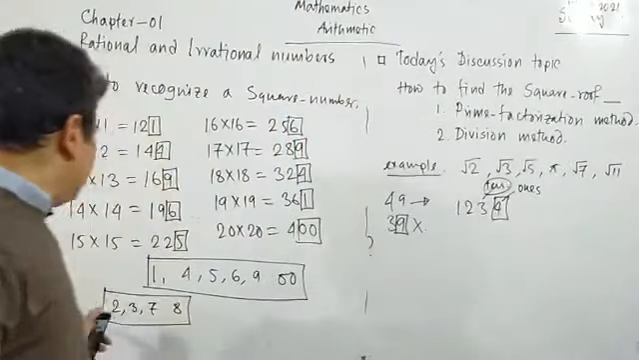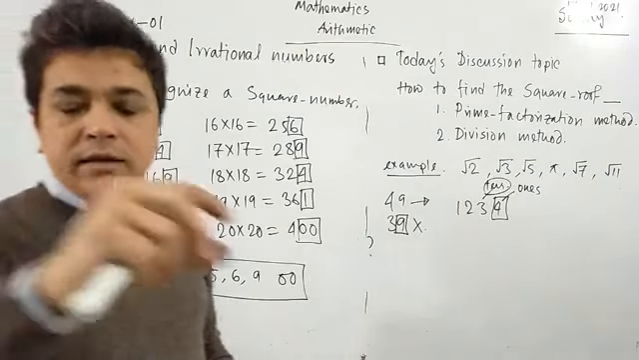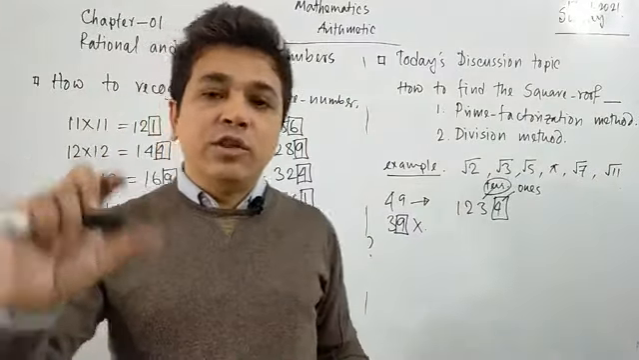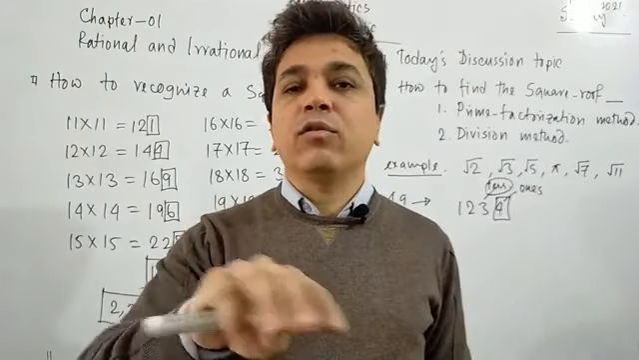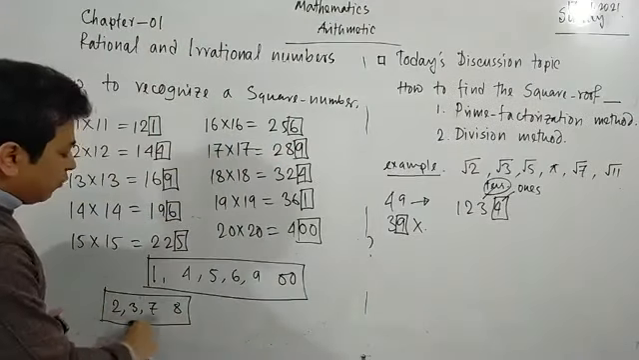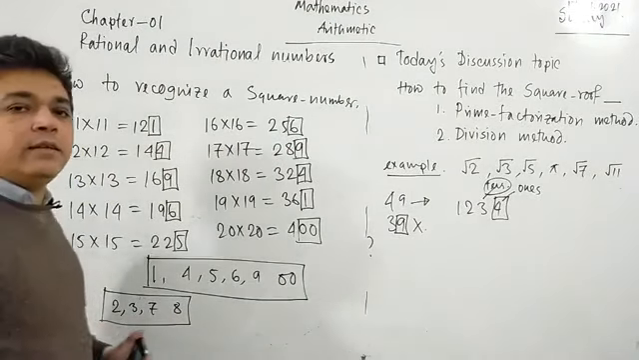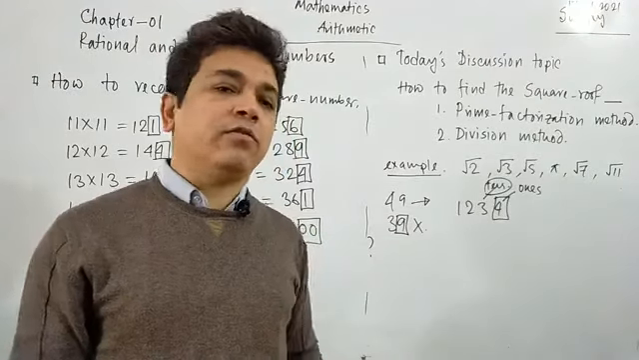When you see 2, 3, 7 or 8 in the unit position of a number, we can say 100% surely that number can never be a perfect square. When a number contains these 4 digits, 2, 3, 7 and 8, in the unit position, it can never be a perfect square number.